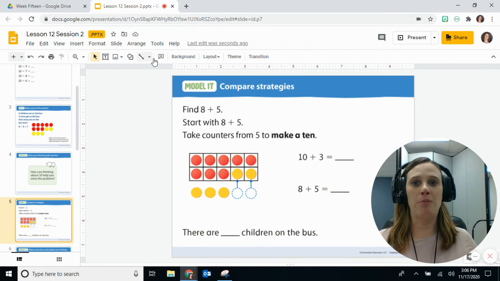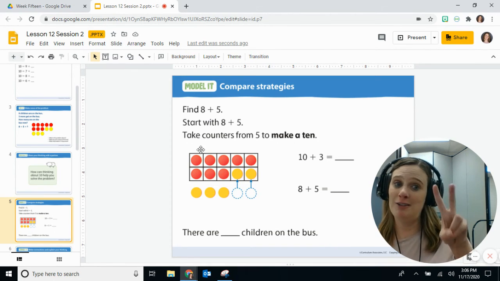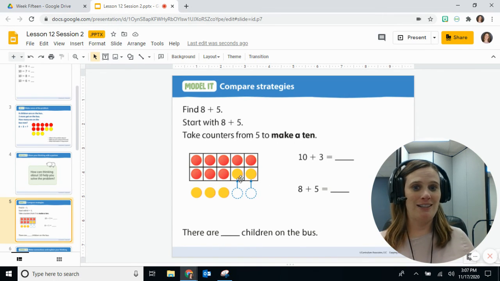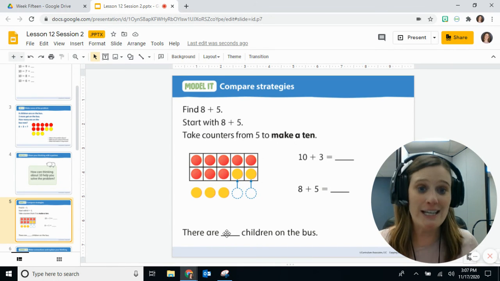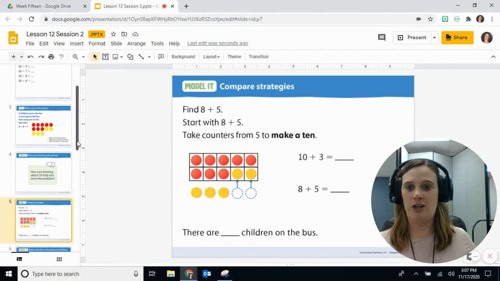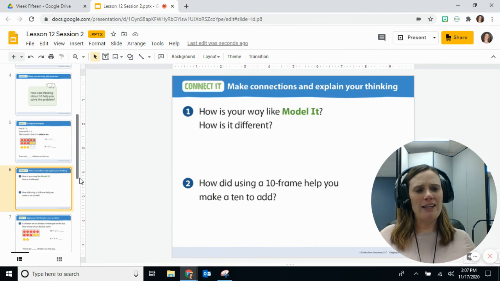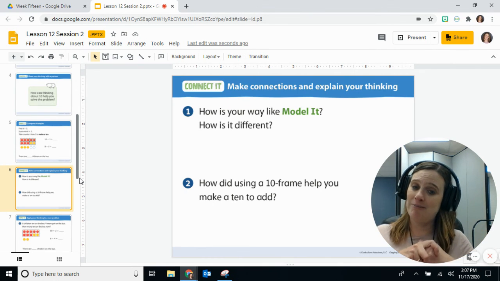Yeah, so they've got their problem 2 different ways here. 10 plus 3 equals 10, 11, 12, 13. But it's the same as 8 red ones plus 5 yellow ones. So then, of course, we've already said it. There are 13 kids on the bus. It's not a very crowded bus, is it? All right. Was our way like the model? I did put mine kind of like a 10 frame, but I didn't slide them up, did I? Nope.